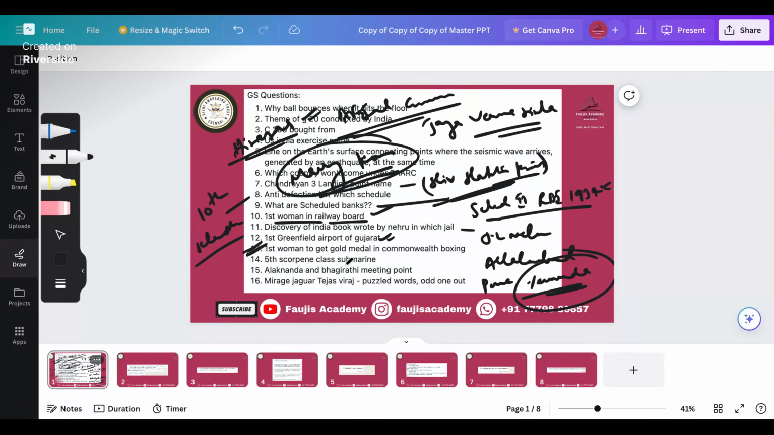Fifth Scorpion class submarine is your INS Wagir, Indian naval ship. INS stands for Indian naval ship. INS Wagir is the answer to this question. Fifth Scorpion class submarine, right?